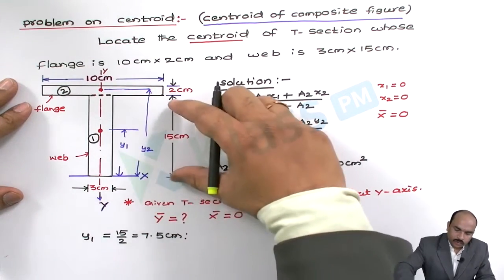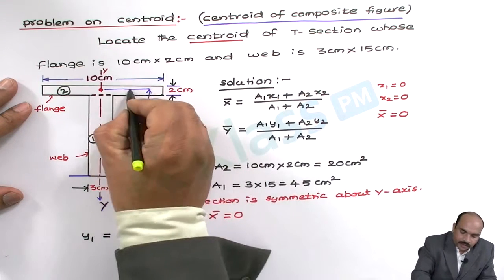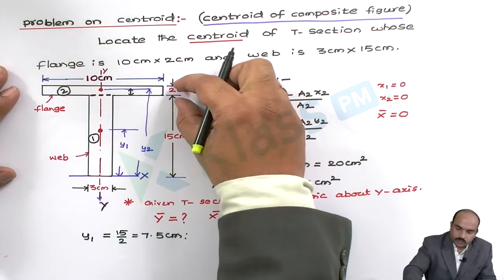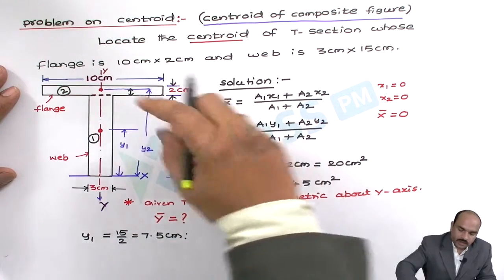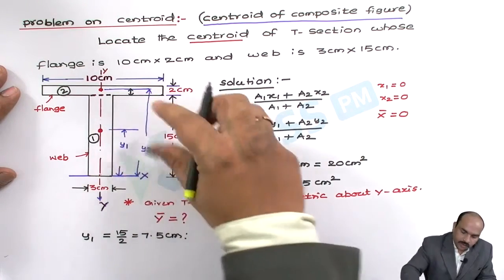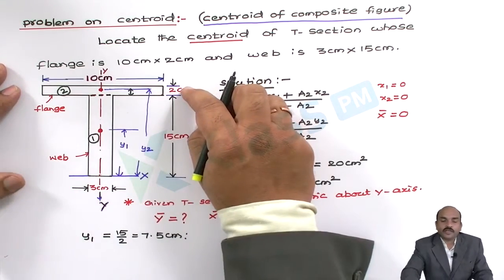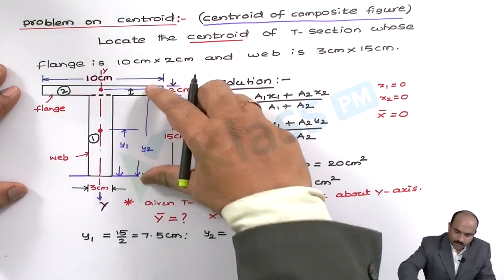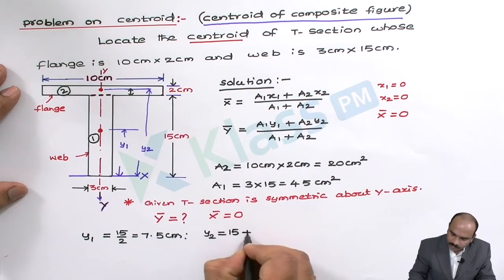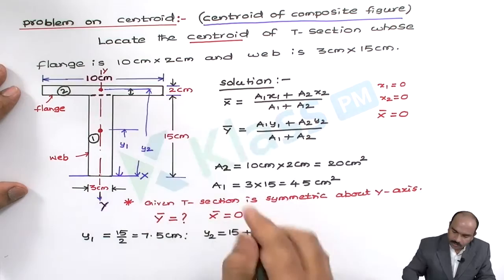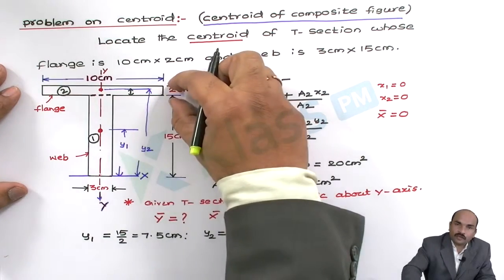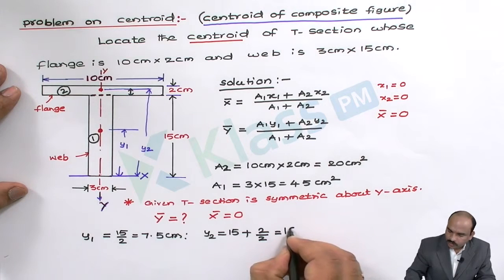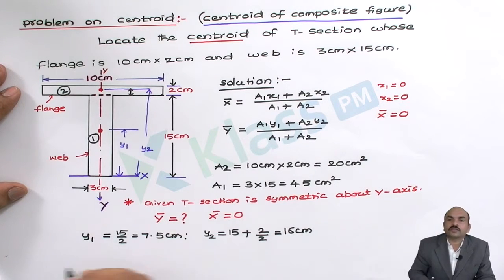Now similarly y2 means this distance. We know up to here it is 15 and this dimension is 2 by 2, half of the 2. So total 15 plus, we know this dimension is 1. So 15 plus 1, that will be 16. That is y2. So y2 can be calculated as 15 plus half of the 2, 2 by 2, that equals 16 centimeters.